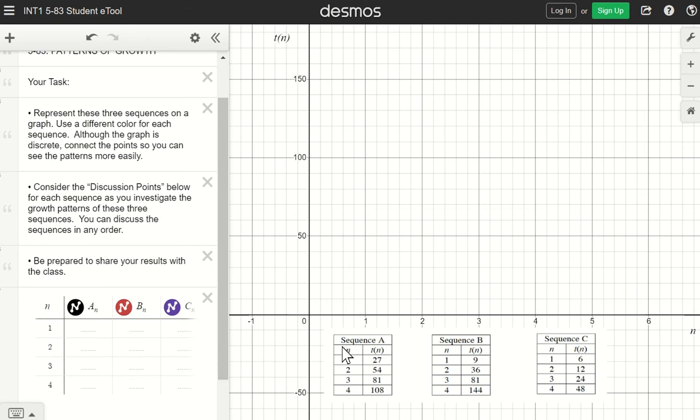Well, the inputs are pretty clear, right? Because it's 1, 2, 3, 4, 1, 2, 3, 4. Inputs are just increasing by 1 each time. How does the sequence grow? Is the rate of change constant or changing? That's an important question. I'm looking forward to seeing your answer for that.